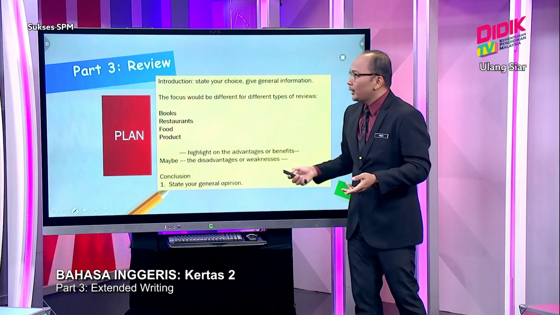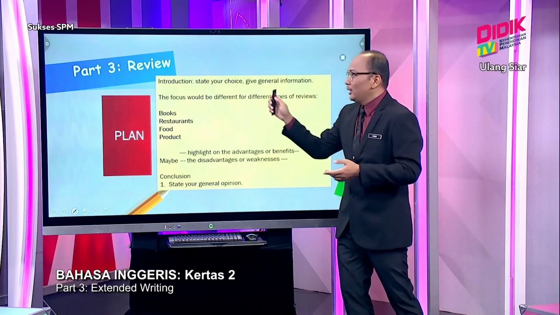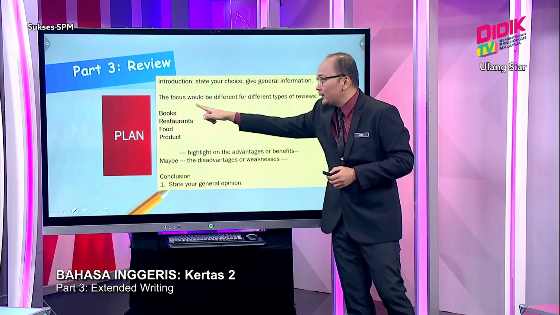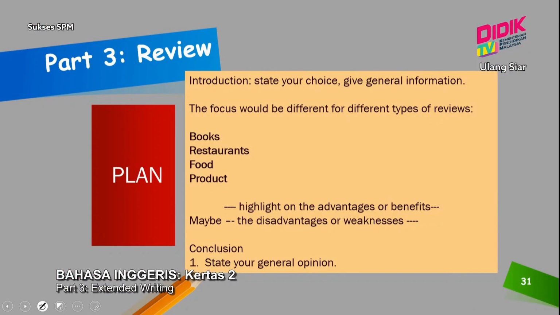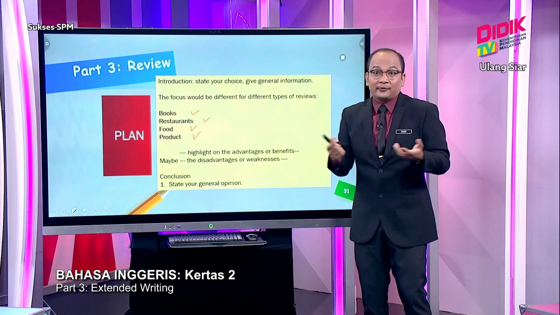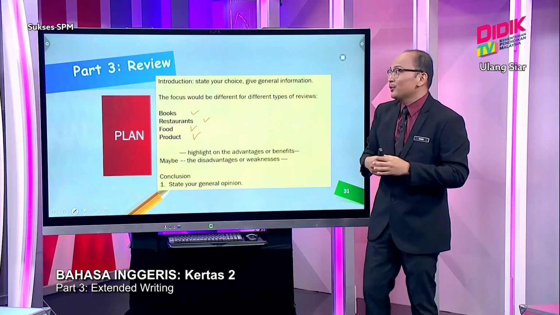But that is for film review. Please remember, there are a lot of reviews that you can do for other things. For example, over here I already put that the focus would be different for different types of reviews. It can be about books, restaurants, food, or products. So it is good for you to have knowledge about one particular item for each of these categories. Maybe you have a book that you like, or a favorite restaurant. Then you can remember all the details about the things that you need to remember.